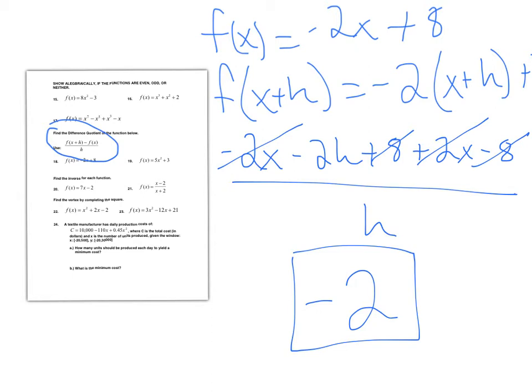Now, when you do 19, be careful. You are squaring x, so make sure when you put in x plus h, that quantity is squared. Actually expand that binomial. It's not just x squared plus h squared. If you have to FOIL, go ahead, but you must expand.